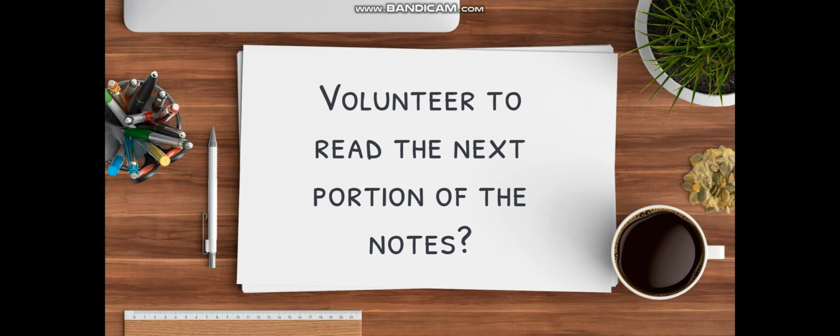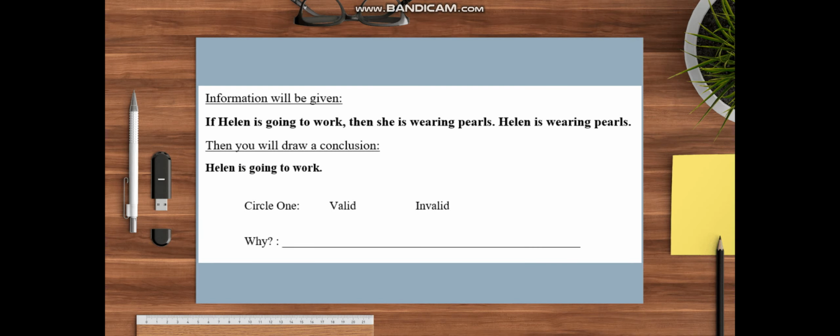All right, so here's the example. If Helen is going to work, then she is wearing pearls. Helen is wearing pearls. Okay, so we draw a conclusion, Helen is going to work, and then we decide if it's a valid or an invalid conclusion based on the information we were given. So we know that if Helen is going to work, then she's wearing pearls. And we know that Helen is wearing pearls. So is "Helen is going to work" a valid conclusion?